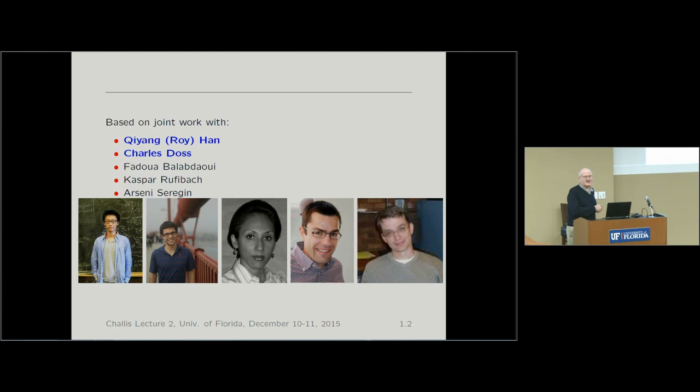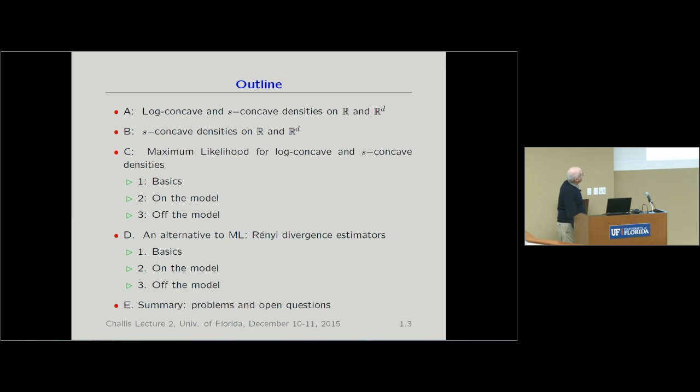So I'm going to talk about log-concave and s-concave densities on R and R^d, and then more about s-concave in particular, maximum likelihood estimation for these densities, and then an alternative to maximum likelihood, which is based on Rényi divergences. In both cases, both log-concave and s-concave, we're going to talk about basics of the estimation procedure and then how one has behavior on the model and off the model, when the shape constraint is true and when it is not true.